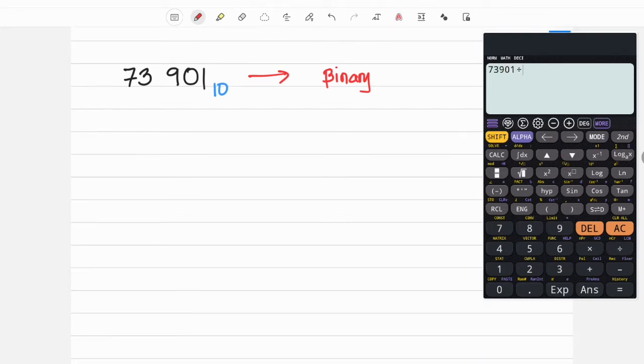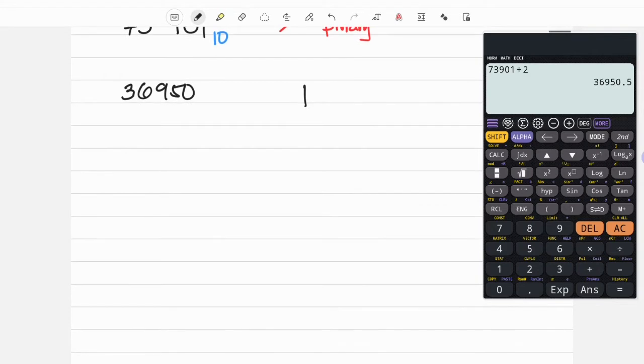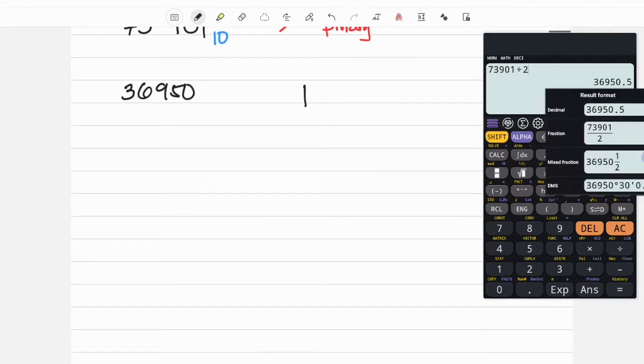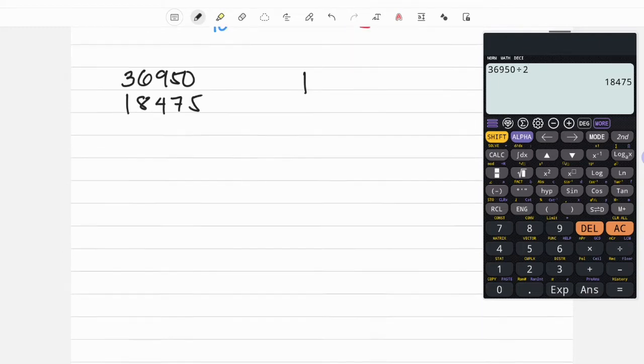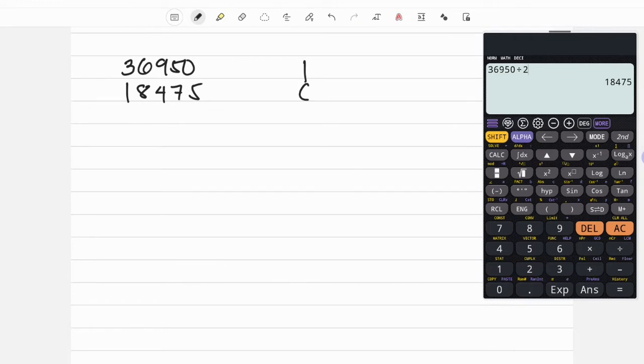73,901 divided by 2. So ang answer niya, if ato i-divide by 2, is 36,950. And then na siya 0.5. Ang kanang 0.5, kung natay remainder gani, ato na siya ay automatic ng 1. So, natay 1 dira. Okay? And then, karon na naman tayo kani nga value, 36,950, and then we are going to divide it by 2. And the answer here is 18,475. And since there is no remainder, then that is 0.